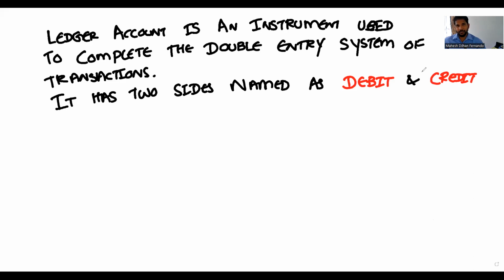Double entry system. Highlight double entry system. Highlight this part. Double entry system highlight. Okay. Double entry system. And also highlight debit and credit. Highlight those two.